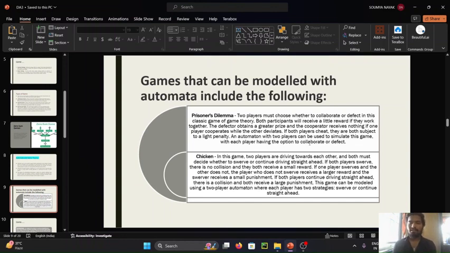Talking about the chicken game, the two players are driving towards each other, and both must decide whether to swerve or continue driving straight ahead. If both players swerve, there is no collision, and they both receive a small reward.